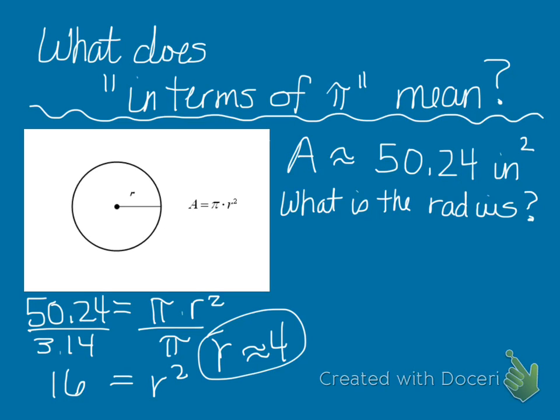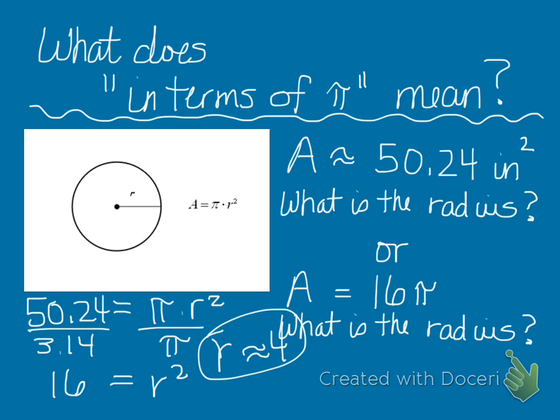But what if I told you that the area is 16 pi, and what is the radius? Then I would know that 16 pi is equal to pi r squared, divide through by pi, and I would see immediately that r is equal to 4.